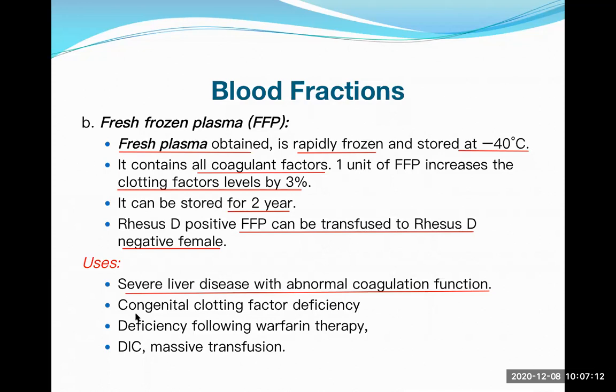Another use is congenital clotting factor deficiency. Congenital means from the time of birth, certain clotting factors may be deficient. That can be any, like fibrinogen deficiency or factor 8 deficiency. Another is deficiency following warfarin therapy. Warfarin is a type of anticoagulant, and we say warfarin acts as an antagonist of vitamin K.